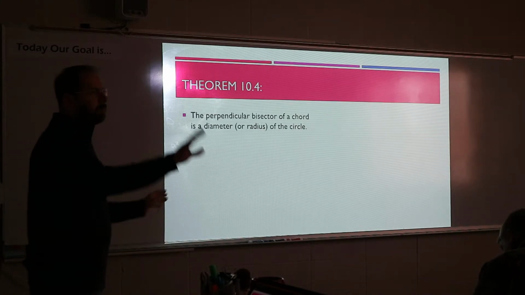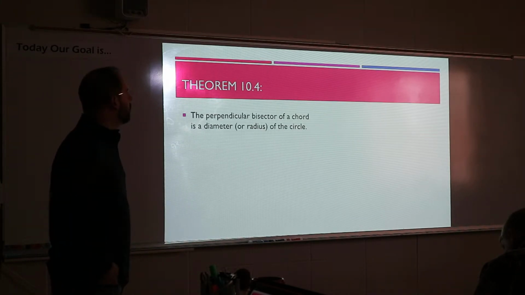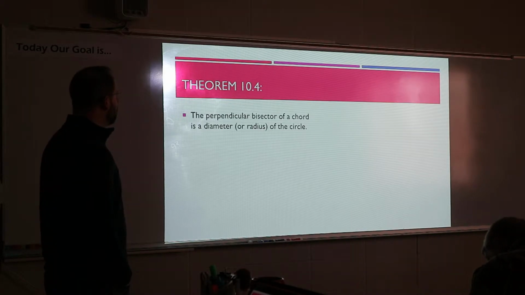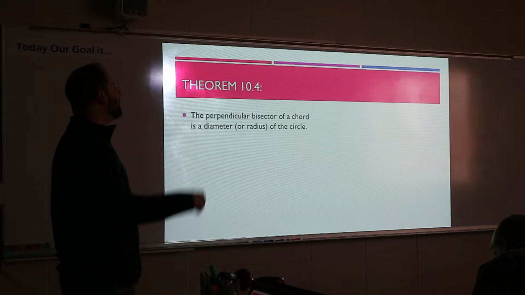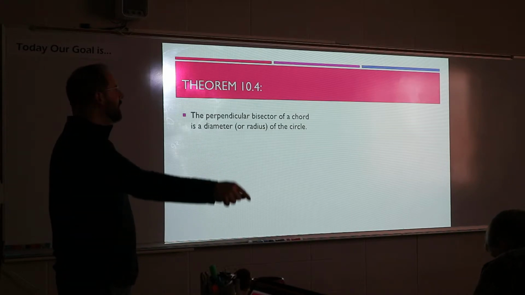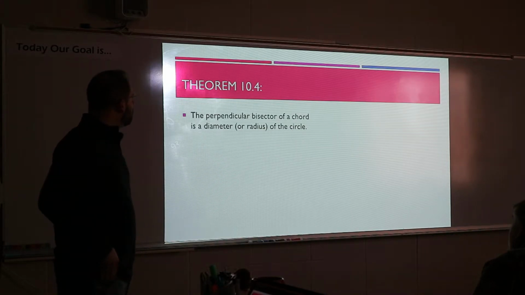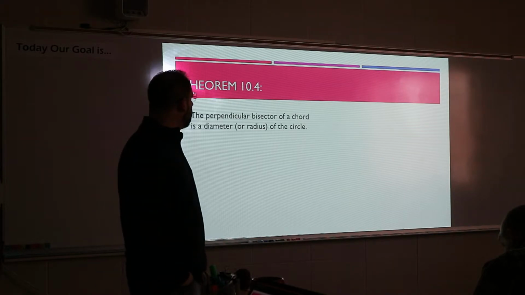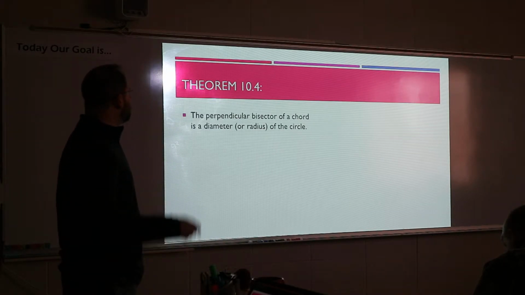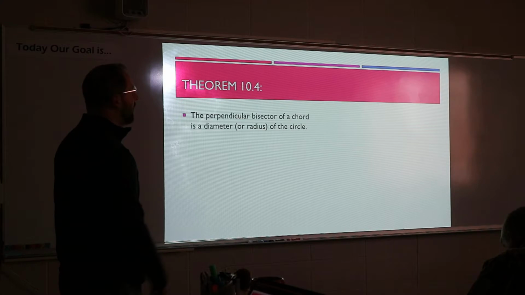Alright, so 10.4, this is our brand new one today. This is one that you will want to write down. The perpendicular bisector of a chord is, and it has to be, the diameter or radius of that circle. So the perpendicular bisector of a chord is the diameter of that circle, I should say.